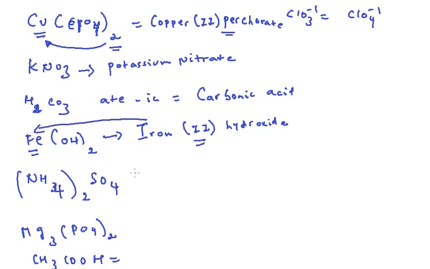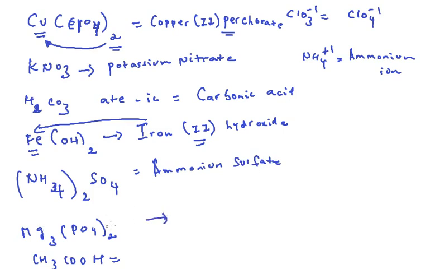Now this is ammonium. I forgot to tell you that ammonium is also NH4 plus 1. It's one of the common polyatomic ions that doesn't fall in the rules of ATE or ITE, like hydroxide. So it also needs to be studied. Ammonium ion. So this is going to be ammonium sulfate. And here we have, this is 4, I'm sorry for my writing, magnesium phosphate.